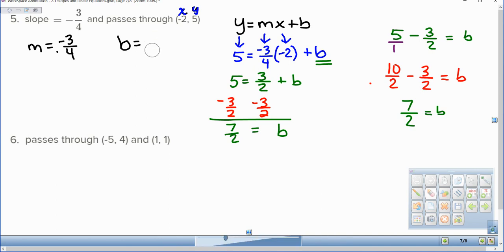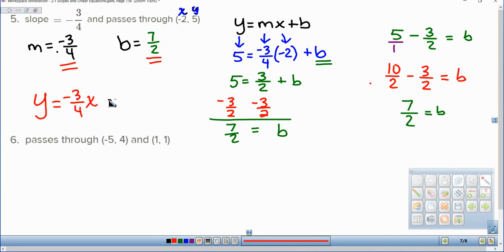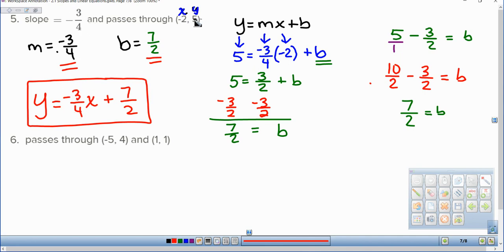And so this big question mark is no longer a question mark. Now that I have the two things that I need, my slope and my y-intercept, I can write my equation. Negative 3/4 x plus 7 halves. That is the line that has that slope, as you see here, and it will pass through those two coordinates.